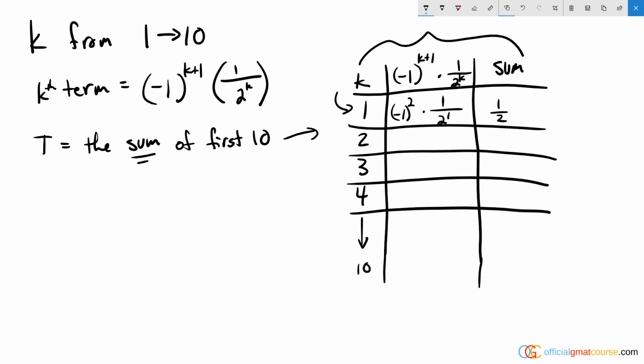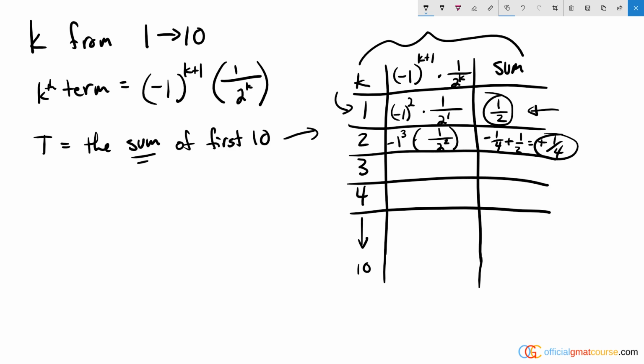Now, if I go down to the second term in the sequence, the second term is going to be -1 to the 3rd power, which is going to equal -1, times 1 over 2 squared, which is equal to 1/4. So I have -1 times 1/4, which is going to give me -1/4, but I still have to add the positive 1/2 from the original first term in the sequence, which is going to give me positive 1/4, because 1/2 is equal to 2/4, and 2/4 plus -1/4 is going to give me positive 1/4. So this is where we're at currently.